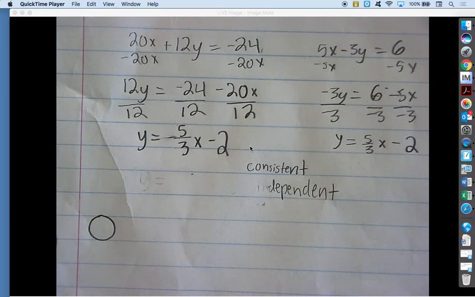Any questions with that? So when you graph this, you're graphing it at the y-intercept of -2, and then you're rising 5, you're running 3. But it's the same exact line that you're graphing. Any questions with 21?